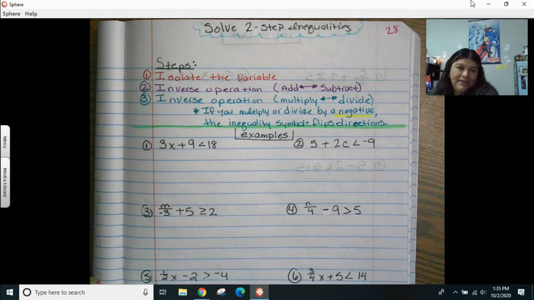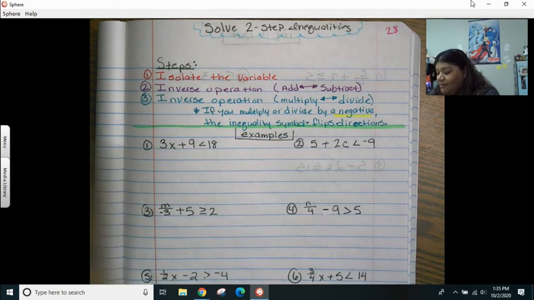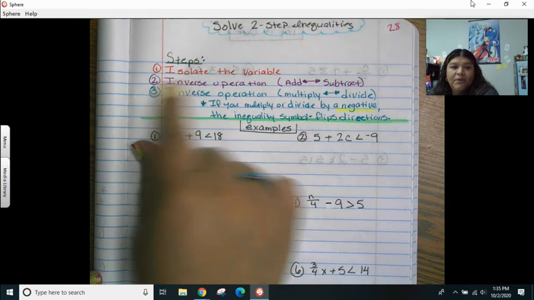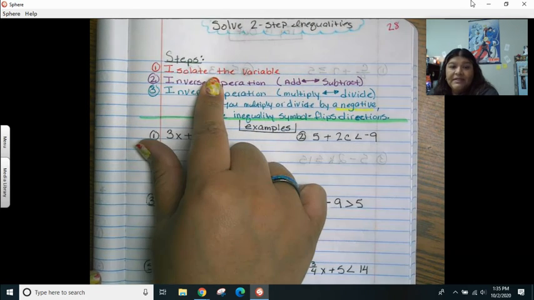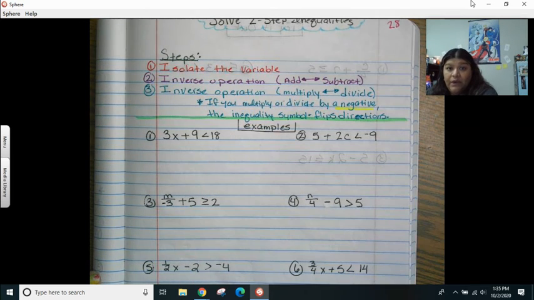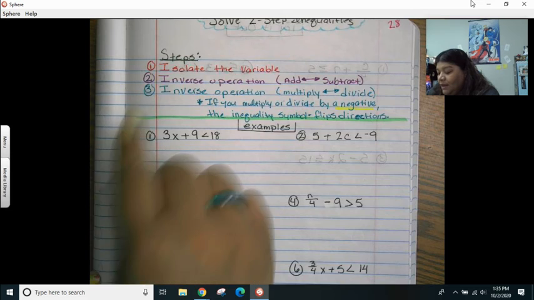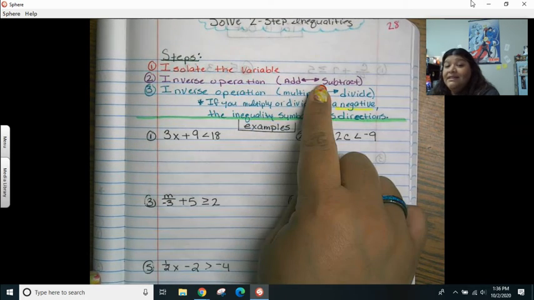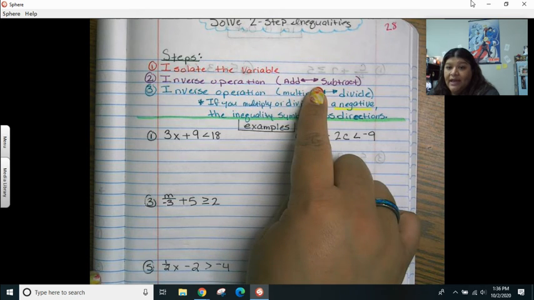So just like we did in equations, we're going to be getting rid of the addition, subtraction first, and then we'll get rid of the multiplication, division. Okay. So steps that we have in your notebook to follow. Step 1, we're always going to be isolating the variable. That's going to show us which side of the inequality we will be working on to get rid of the numbers, okay? Step 2, we're going to do the inverse operation of the addition subtraction first, okay?